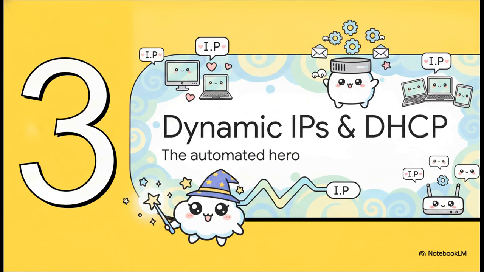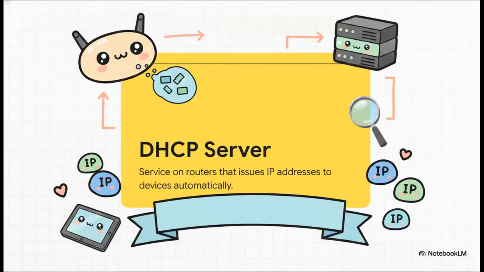Let's move to part 3, dynamic IPs and DHCP magic, our automated hero. To eliminate all that manual labor and prevent those disastrous ARP conflicts, network engineers developed a much smarter solution. Born back in 1993 as an evolution of an older, much more rigid protocol called BOOTP, DHCP entered the scene. DHCP stands for Dynamic Host Configuration Protocol.